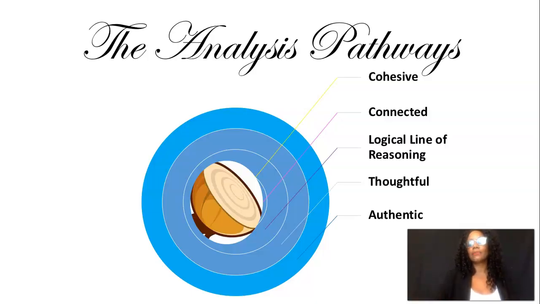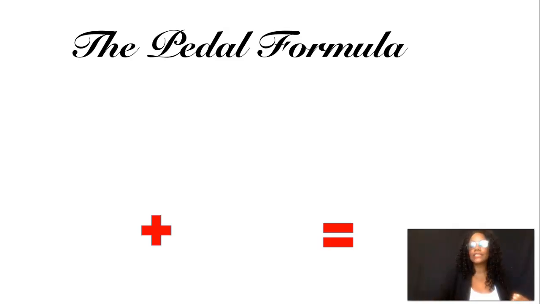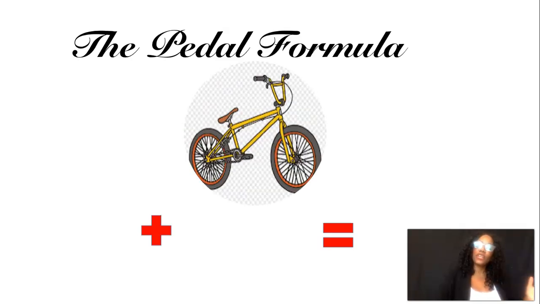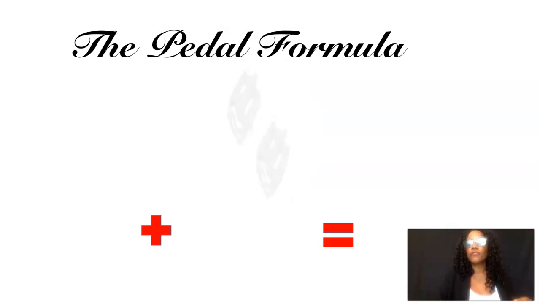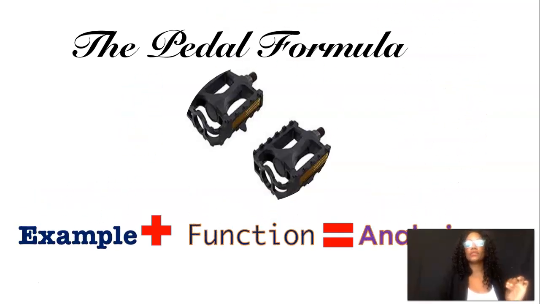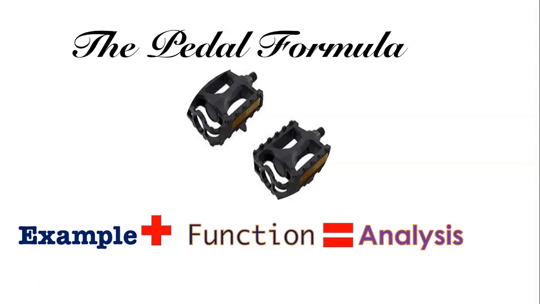Let's take a look at some of the pathways that will help you reach an analysis. The first one I like to call is the Petal Formula. Remember the bike, right? We have the training wheel. Now the Petal Formula says that we're going to take the example plus the function, and whatever you get for that, that's your analysis. So in this case, you're saying, okay, my example would be the pedals. The purpose of the pedals would be to help you move the bicycle, right? Or navigate. And so that would be your analysis.